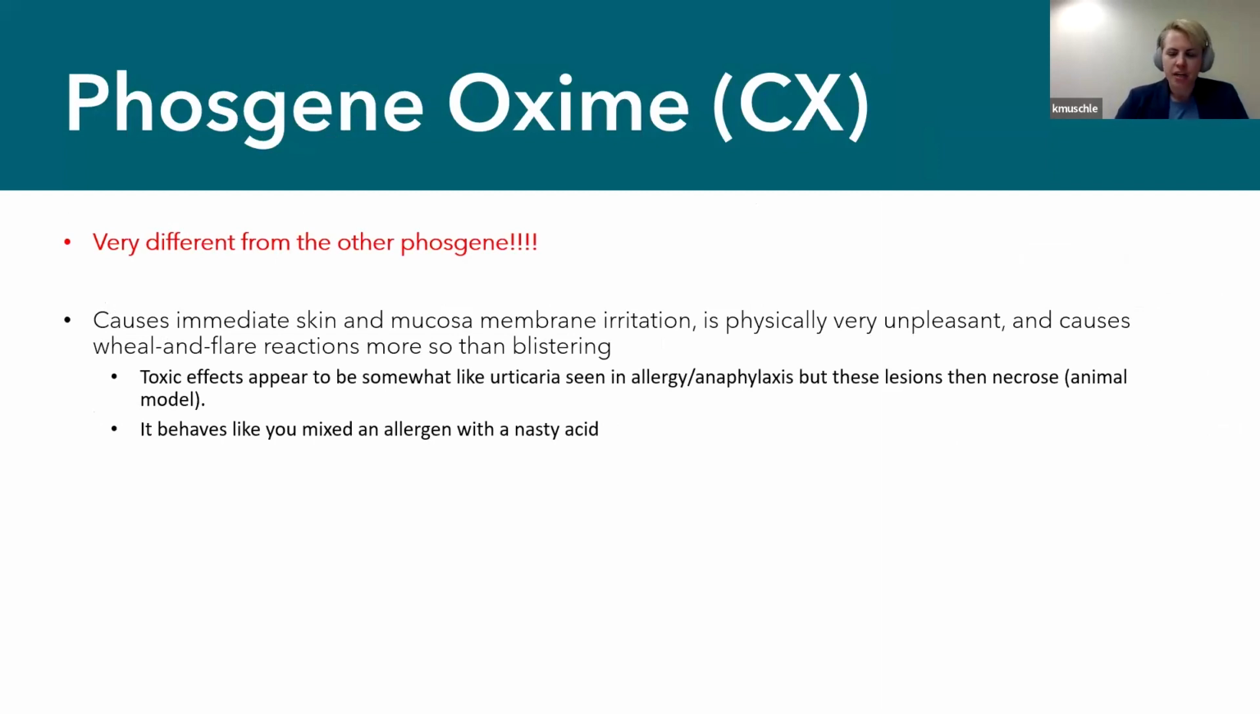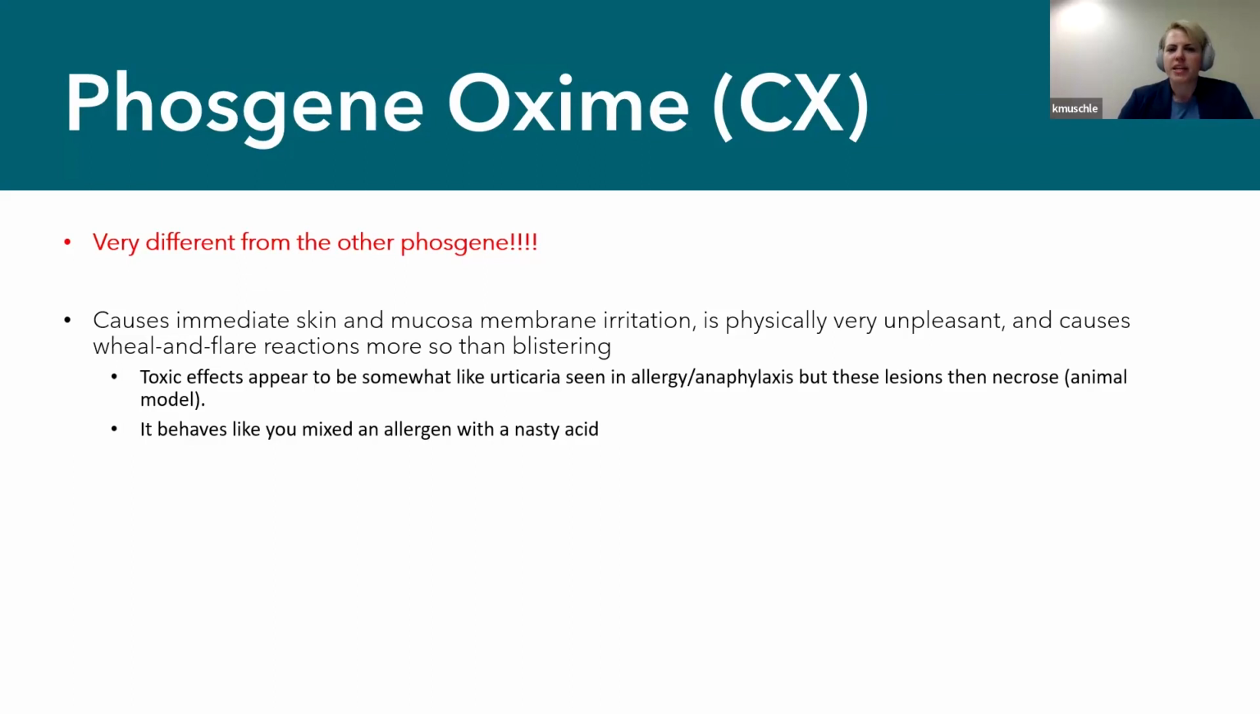Phosgene oxime was first developed in World War II, but thankfully never used. The Americans were actually one of the first people to develop it, and the shipment of phosgene oxime that was intended to be used was sunk at sea after the war was over. Phosgene oxime is a terrible chemical, and it causes almost immediate skin and mucosal membrane irritation. It causes almost immediate blanching and wheal and flare reactions when it's used in animal studies. And then over the subsequent minutes to hours, you get progressive necrosis of all of those areas that are affected.